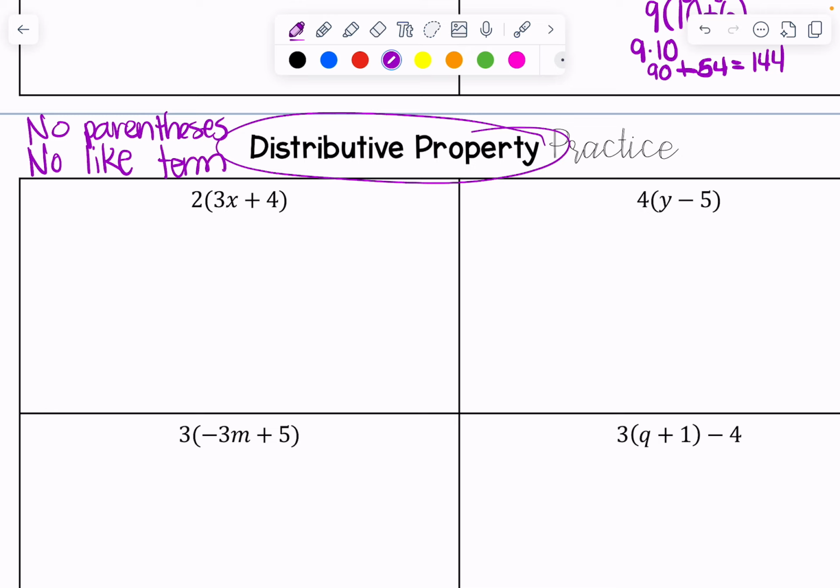So when we have the distributive property, the problem will be set up like this: you'll see parentheses, and we have this number out in front of our parentheses. So we have 2 times the quantity 3x plus 4. Right now the operation that's happening is multiplication. Another way to think of this is 2 groups of 3x plus 4. I'm actually going to show 2 different ways to get our answer here, kind of like the longer way and then a shortcut. So 2 groups of 3x plus 4.